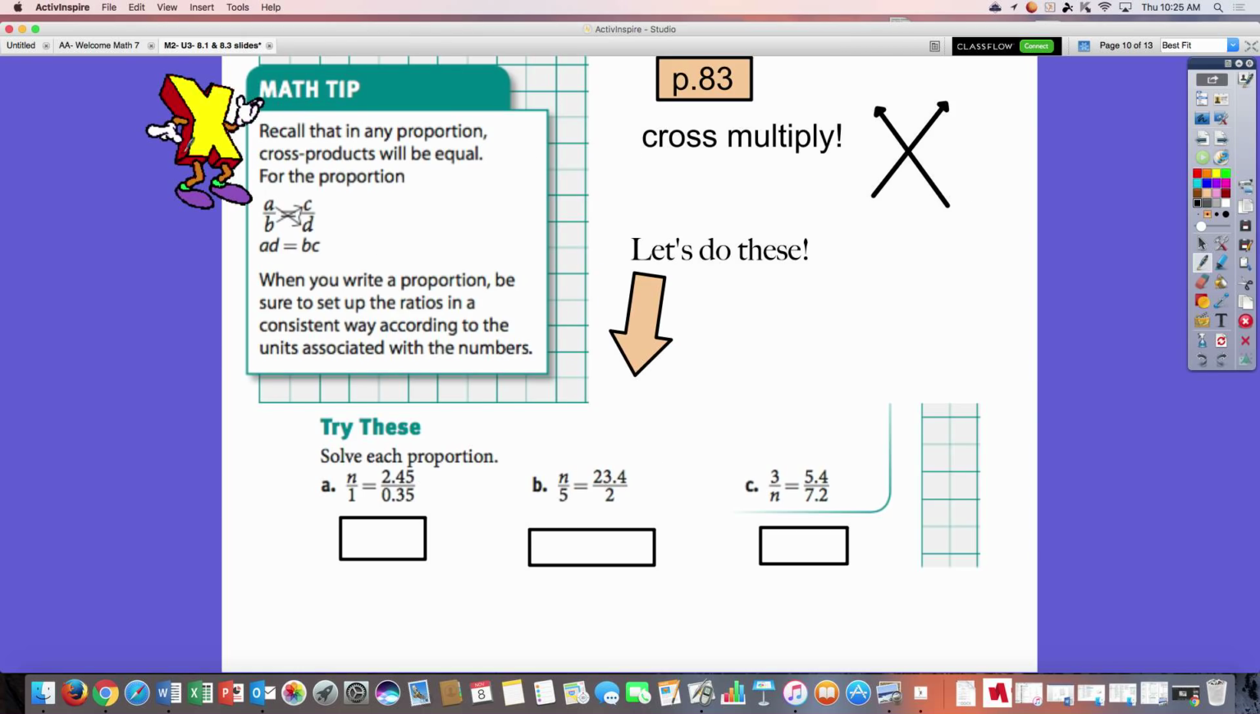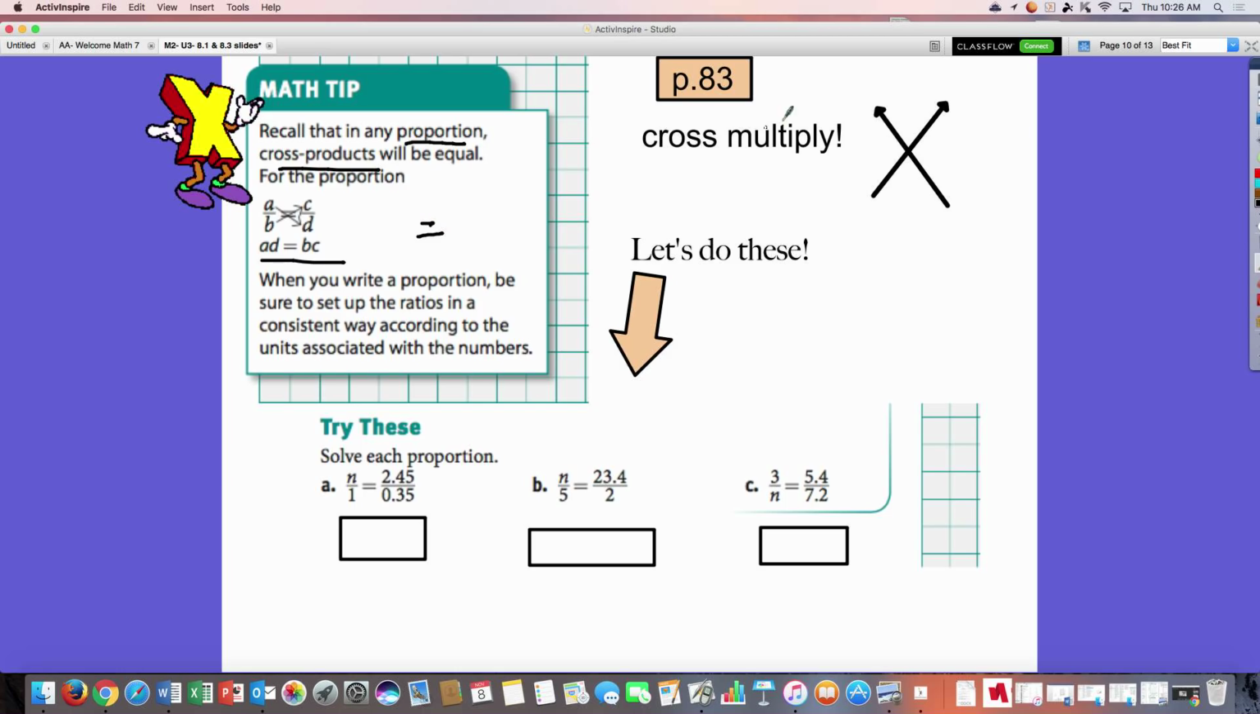All right, math tip. I got my little guide that we're calling any proportion. If it's a proportion, the cross products, meaning the multiply like that, they'll be equal. Okay, I'm on page 83. We're going to cross multiply. Let's do these. I'll do the first one for you, then I'm going to yell shoo, and you're going to do B and C. So I'm going to cross multiply. I'm going to multiply this way and this way. I'm going to get 0.35n. And on this side, I'm going to get 2.45.